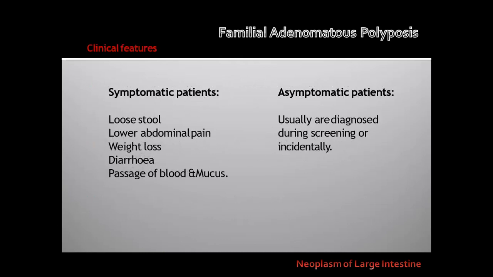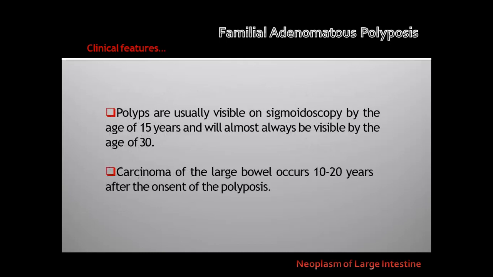The patient may be asymptomatic or have symptoms. The symptoms mostly are loose stool, lower abdominal pain, weight loss, diarrhea, and passage of blood and mucus. Polyps are usually visible on sigmoidoscopy by the age of 15 years, and the carcinoma of the large bowel occurs 10 to 20 years after the onset of the symptoms. So it takes 10 to 20 years for the transformation into malignancy.